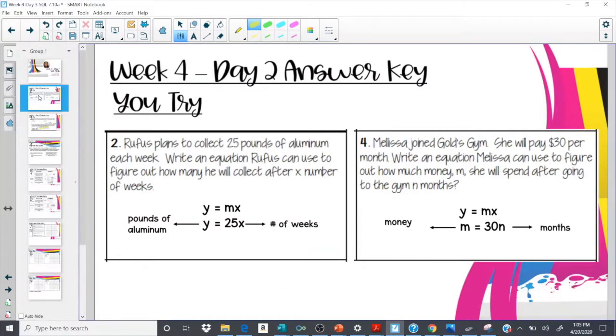First, let's review the you try questions from yesterday's lesson. Check your answers. Take some time to see what you did differently if you answered any questions incorrectly. Then correct your answers.